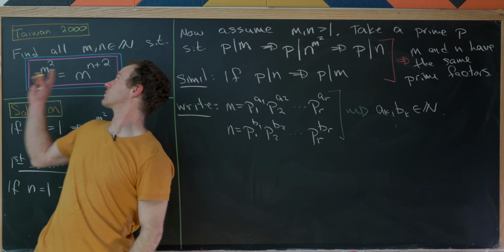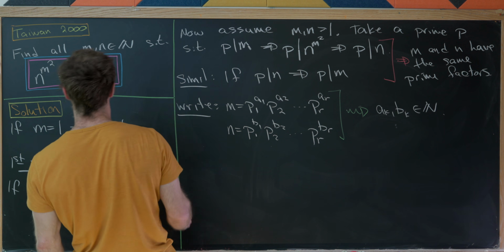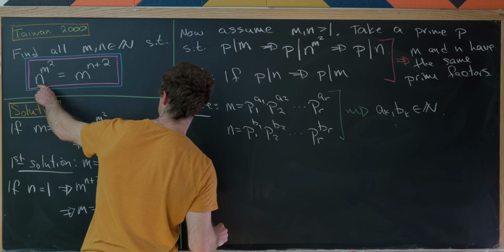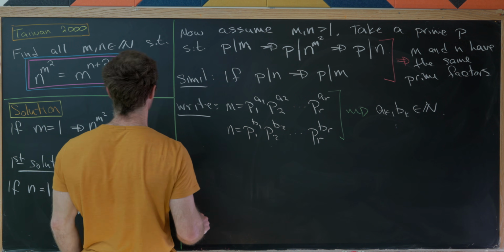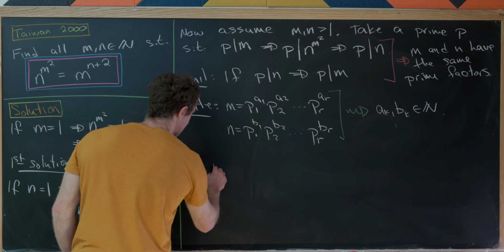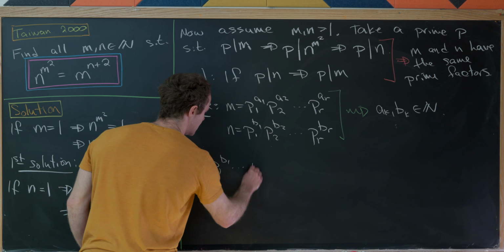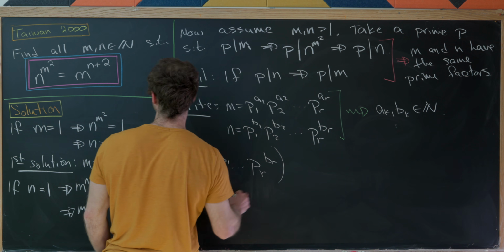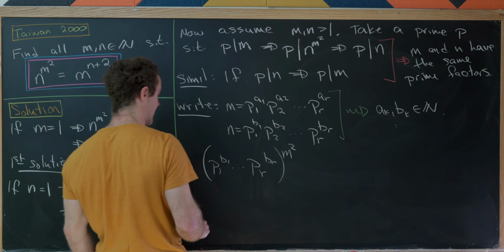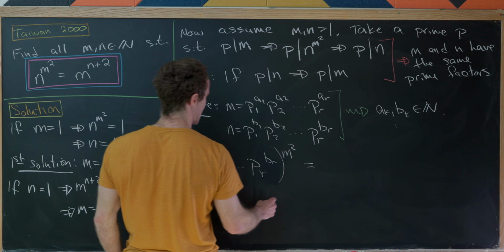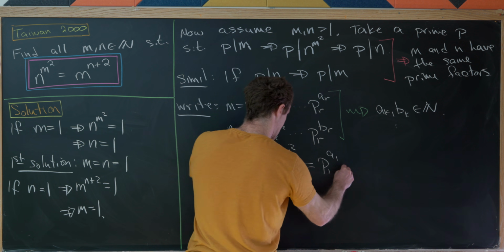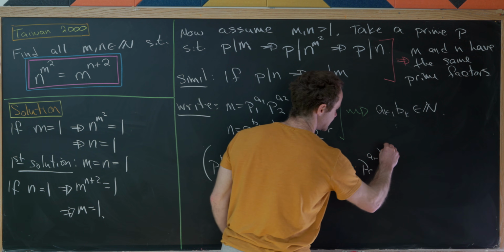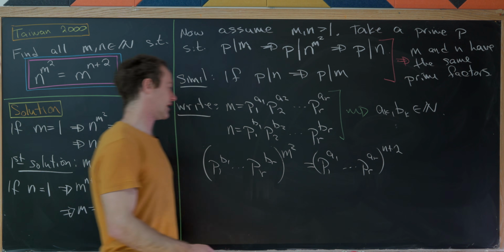And now let's get our original equation on the board because we're about to extract something from it. Maybe what I'll do is I'll expand n out and m out on either side. So that's going to give me p1 to the b1 multiplied all the way up to pr to the br, and then that is raised to the m squared power. And then we have, let's see, p1 to the a1 all the way up to pr to the ar, and that's raised to the n plus 2 power.